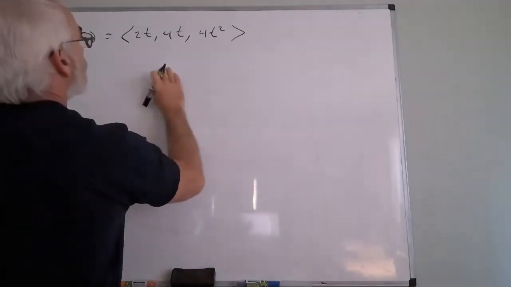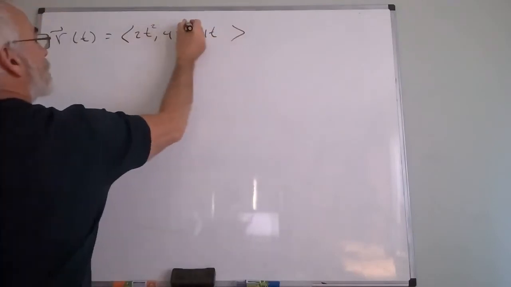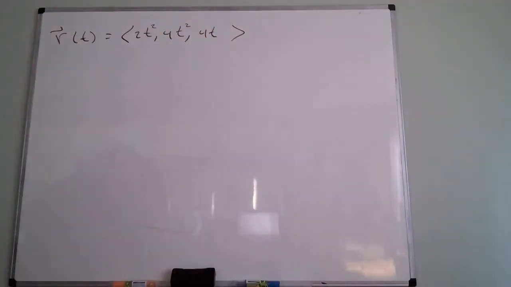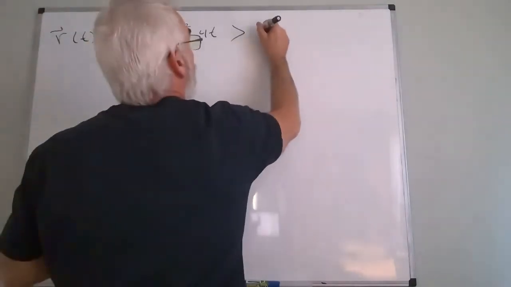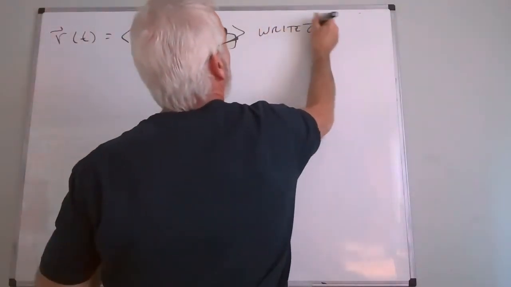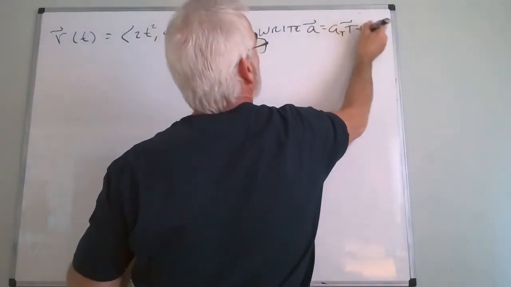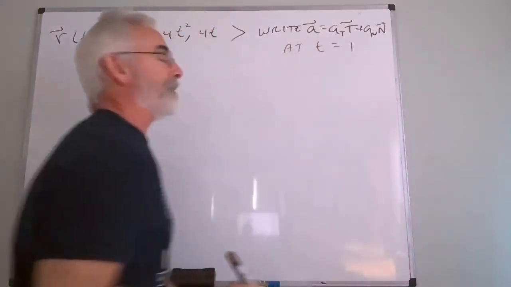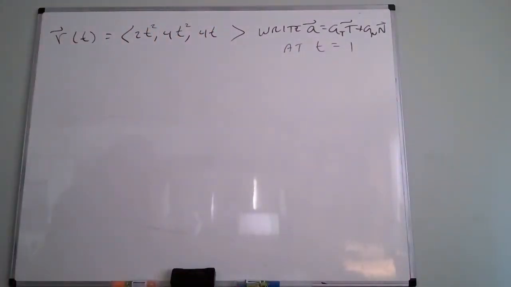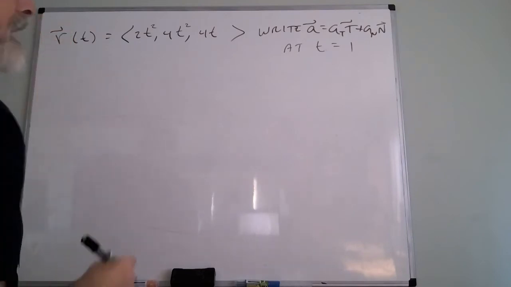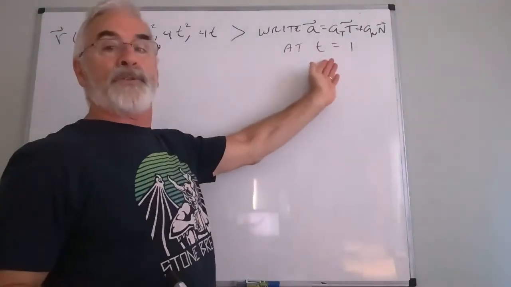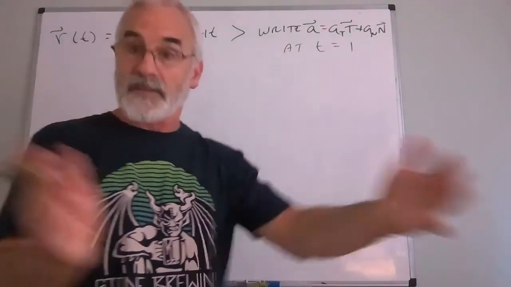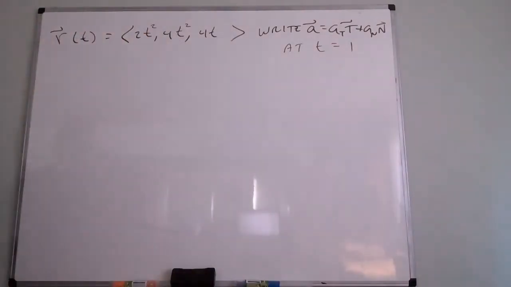Actually, let me make these squared. So 2t squared, 4t squared, 4t. What I want to do is write a as this, and let's just pick a random value, t equal 1. It doesn't matter what value of t I pick. I could pick any real number, but I want an answer that doesn't have any t's in it, just numbers. So let's start the process.